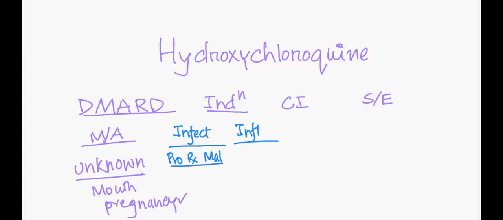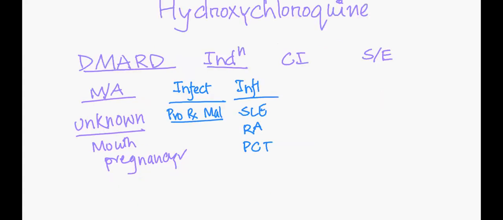For inflammatory disorders, the common inflammatory disorders that can be treated with hydroxychloroquine include SLE, systemic lupus erythematosus, RA, or rheumatoid arthritis, porphyria cutanea tarda, or PCT. Sometimes this can be used as a treatment for Sjogren's syndrome, and even can be used for treatment of post-Lyme arthritis. So those are the indications.